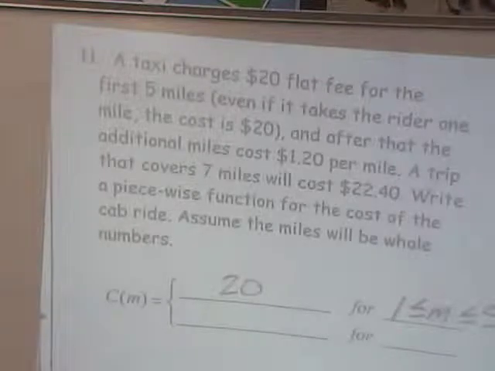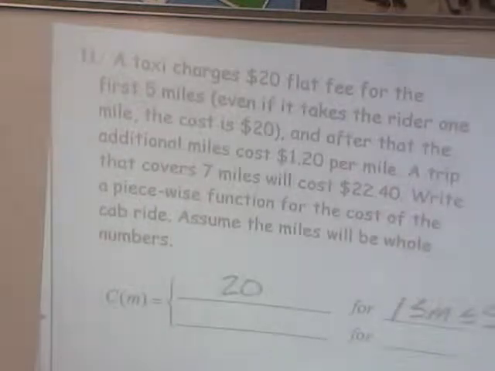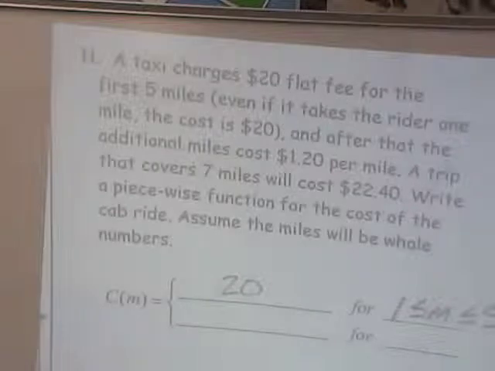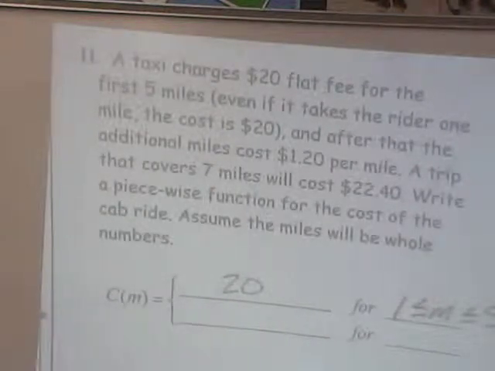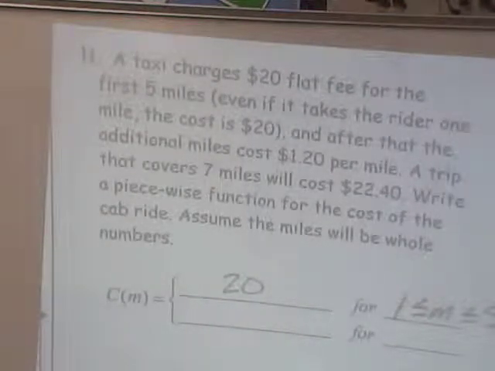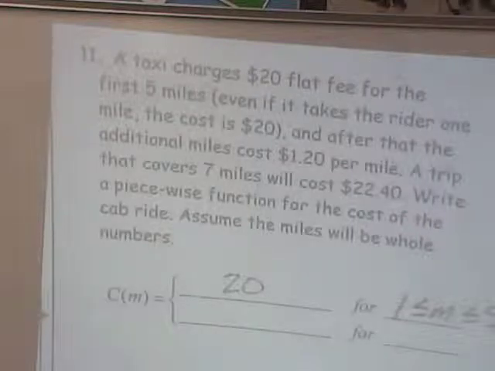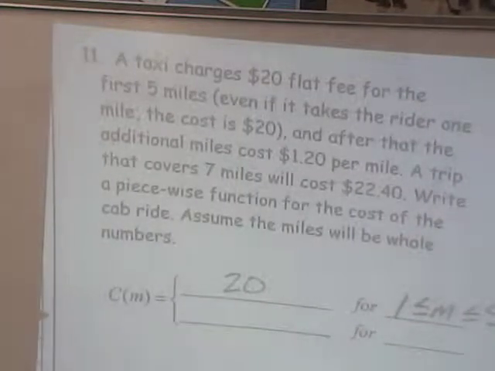Can we go 0 miles? You're probably not going to open the door on one side, slide over the seat, open the door on the other side, and give the guy $20, right? Probably not going to happen. So at least a mile, right? So greater than or equal to 1, less than or equal to 5, the cost is $20.